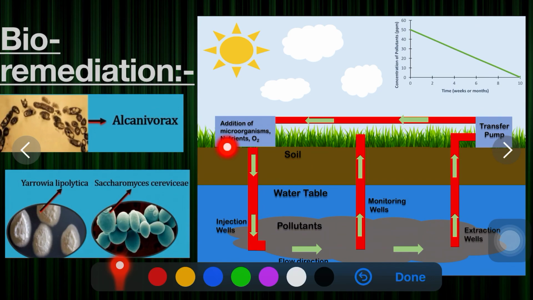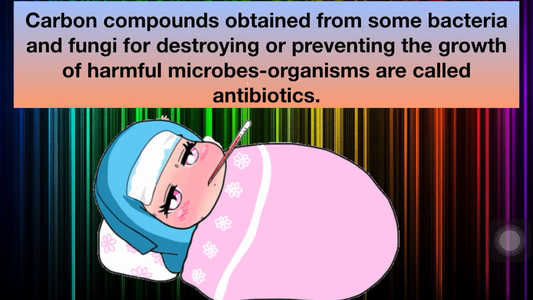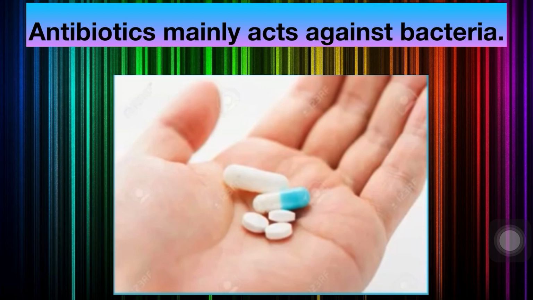Our next topic is antibiotics. Student, carbon compounds obtained from some bacteria and fungi for destroying or preventing the growth of harmful microorganisms are called antibiotics. So, antibiotics mainly act against bacteria. Some antibiotics can destroy protozoa.